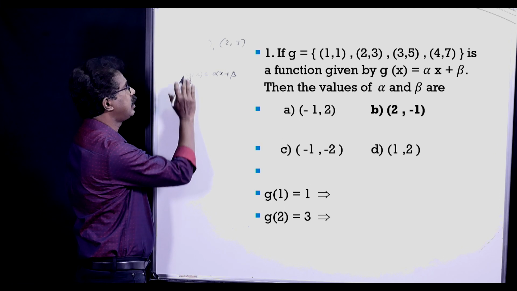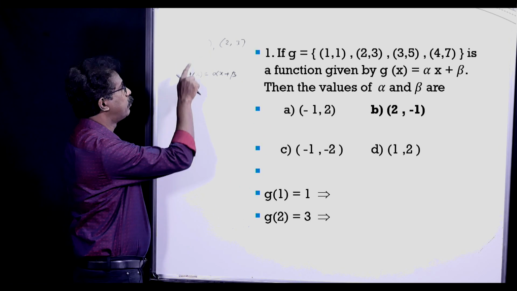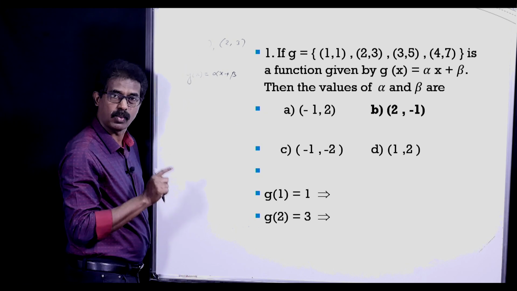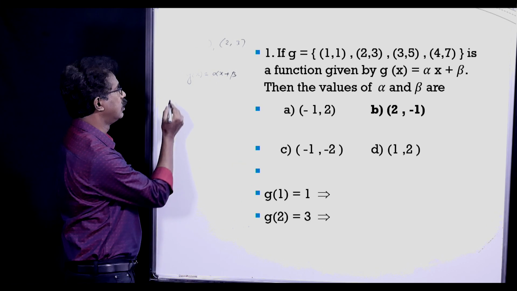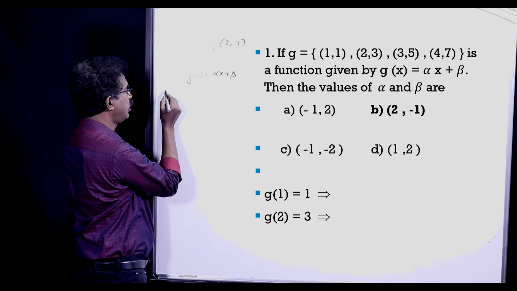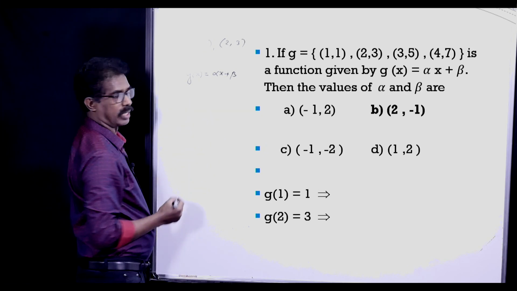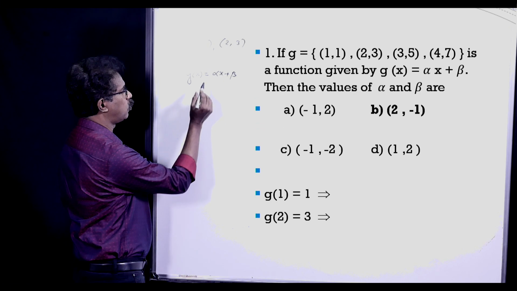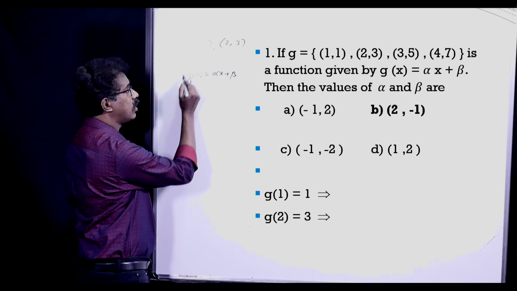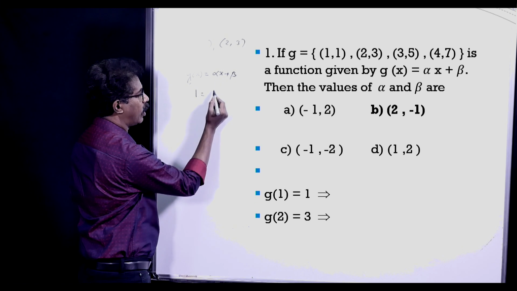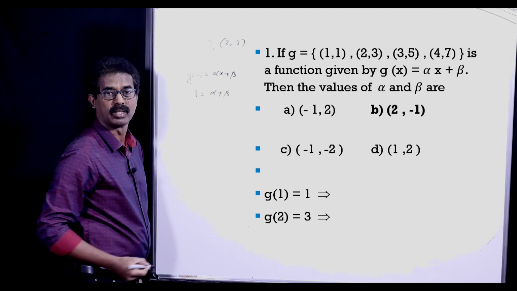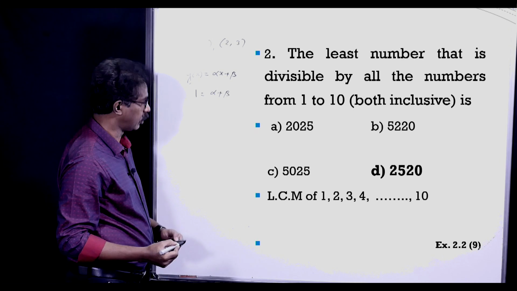So what is the meaning of this (1, 1)? When you put x equal to 1, your answer is also 1. That is g of 1 equal to 1. (1, 1) means g of 1 equal to 1. So for x you put 1 and your answer is also 1. So 1 is equal to alpha into 1, alpha plus beta. You will get one equation, right?